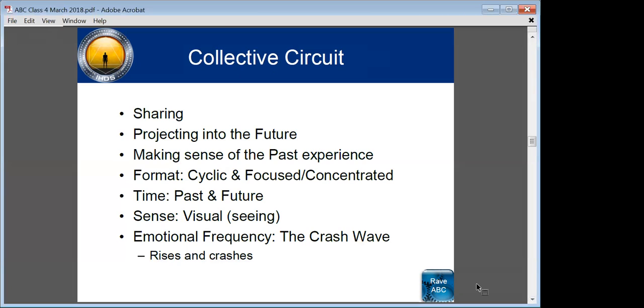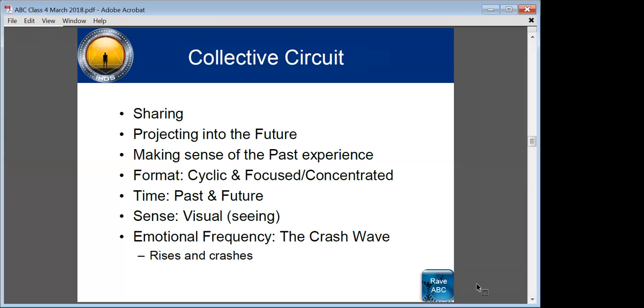So the time is going to be obvious. One is past and one is future. It isn't going to be in now, because the now is really associated with the individual. Now there is a sense associated too, and it's called seeing. It's your visual sense. And so it doesn't matter where it falls within the collective circuitry. That pattern is a visual pattern, a seeing kind of pattern. You see things a certain way within this circuit.